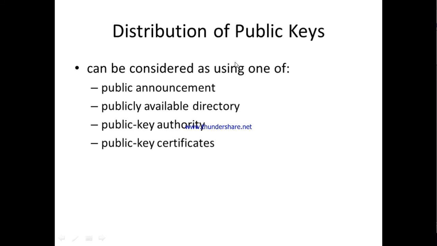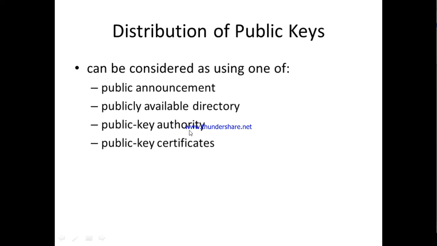In this, we have different ways of distributing public keys: public announcements, publicly available directory, public key authority, and public key certificates. How are we going to distribute the public keys? First we need to distribute the public key, so that further you can go for key exchange. With public announcements, you announce the key publicly, or else you maintain it in a directory. From there every recipient can get the public keys of other recipients.